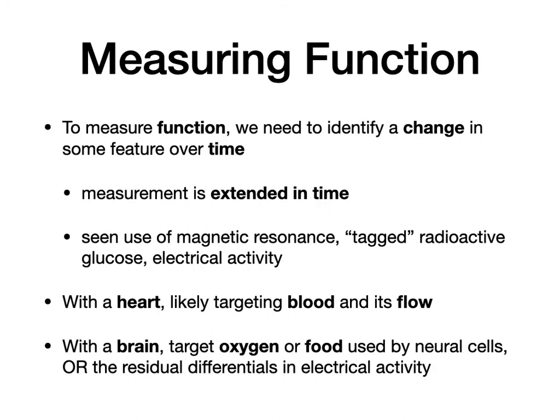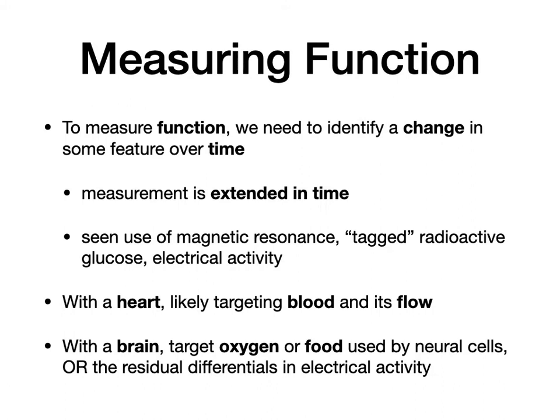So we saw magnetic resonance, radioactive glucose, and then electrical activity. These are some of the measures we can take. So with the heart, you're targeting the blood and its flow, but with the brain, you're targeting the oxygen or food used by neural cells, right? That we discussed how cells are hungry. Or you're getting things like the residual differentials in electrical activity.